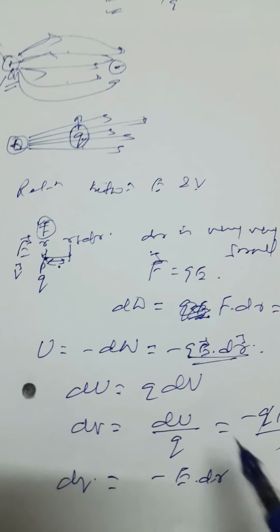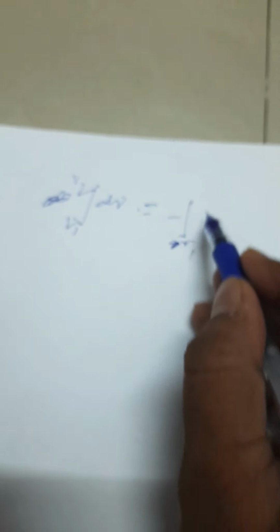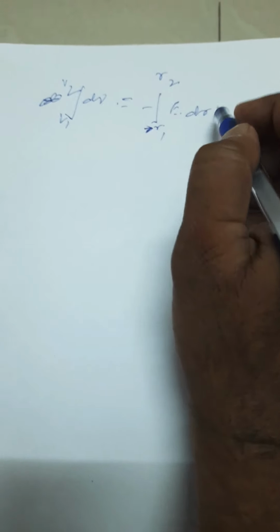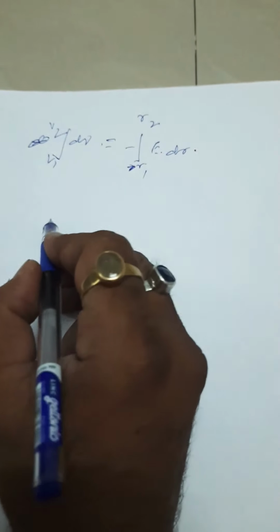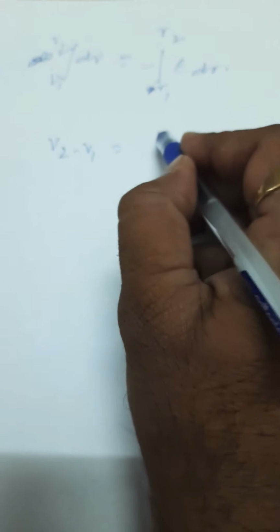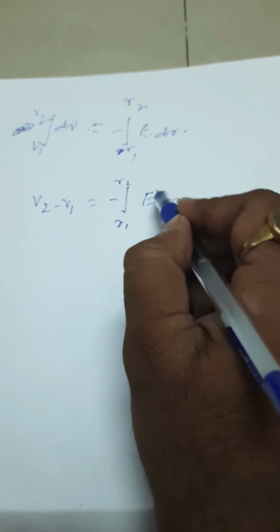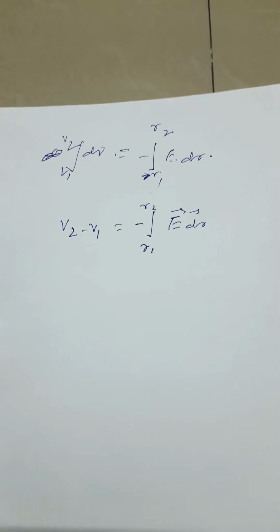Now integrating between the limits, we'll displace this charge from R1 to R2. So in this particular situation what we'll have is dV integrated from V1 to V2, which will be given by minus integral from R1 to R2 of E dot dr. Ultimately this will be the relation, and in the place of the left side you will write V2 minus V1, after integration, and you'll get V2 minus V1 equal to minus integral R1 to R2 E dot dr. So this is the relation between the potential and the field.